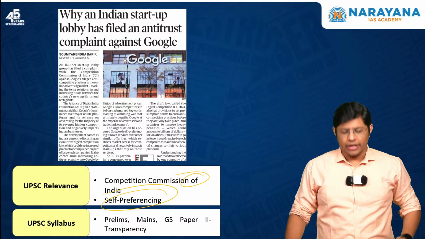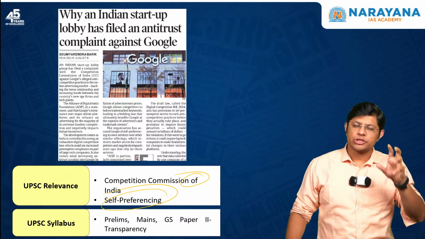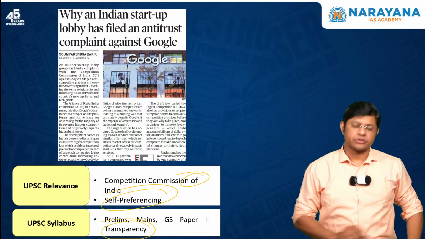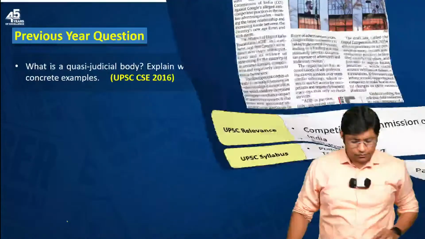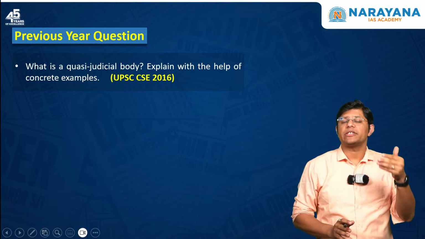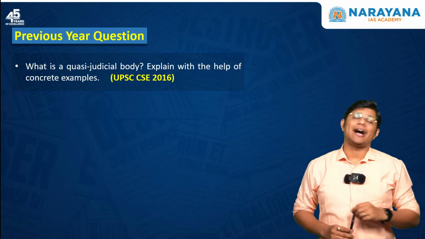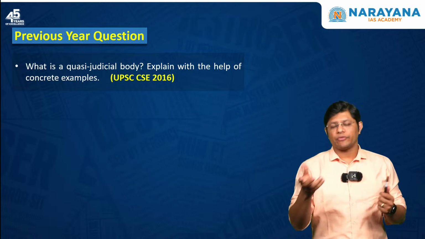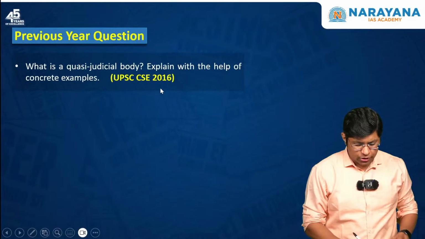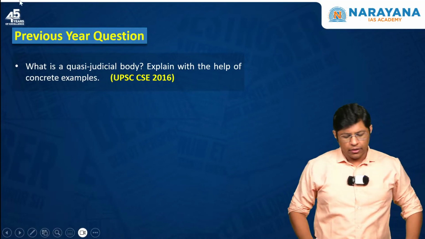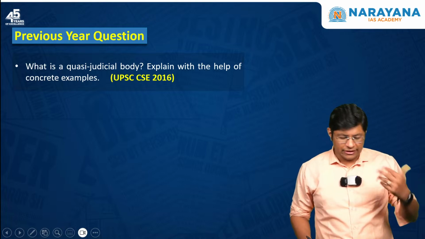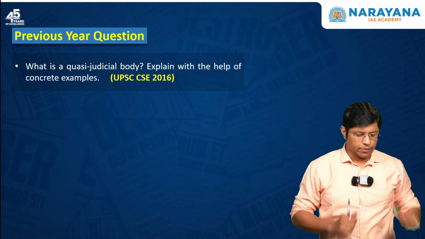And this topic is important from the GS2 perspective, that is the transparency, right? So why do we understand this topic? Because a question of this type can be asked in the UPSC examination, as it was asked in the year 2016. Now this is a question on the quasi judicial body, right? Explain with the help of concrete example. That's the reason we need to understand this particular topic.